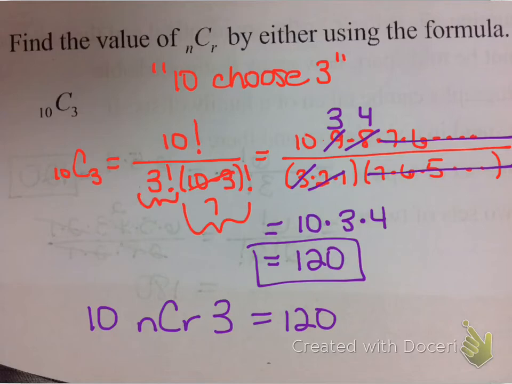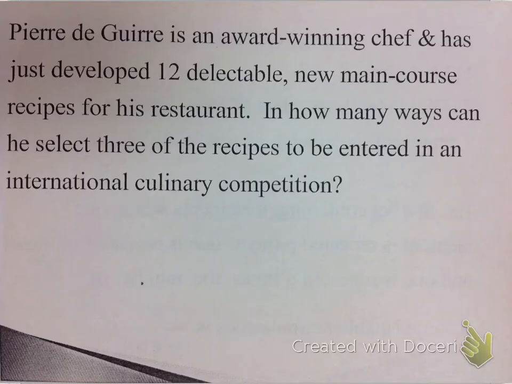Okay, so then the final problem says that you've got this chef. They have 12 new main course meals. You notice they're not doing like our previous problems, where we had the appetizer, the main course, the veggie, those kinds of things. This is just 12 main courses, and he's just going to choose any 3 of them to enter in a competition. So order doesn't matter. So what he's doing is he's doing 12 choose 3.